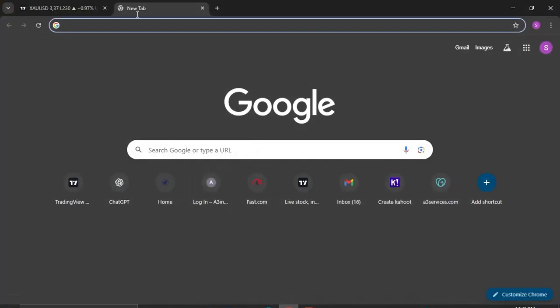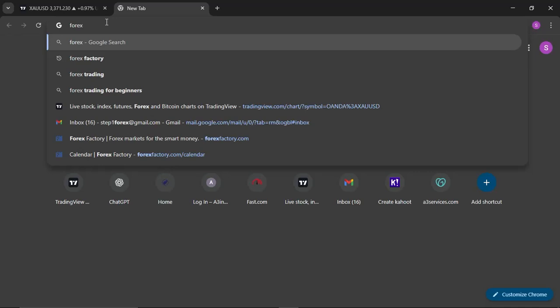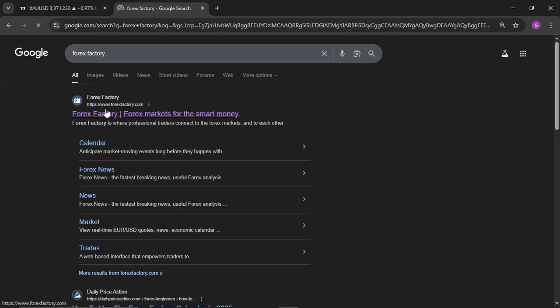you just go to your browser and search for this website, forexfactory.com. So once you search for it, this is the website, forexfactory.com. This is where we check for the news. Anything that has to do with forex, every important news is here on this calendar. This is where we check the news and see what is going to happen and by what time that particular thing is going to happen.